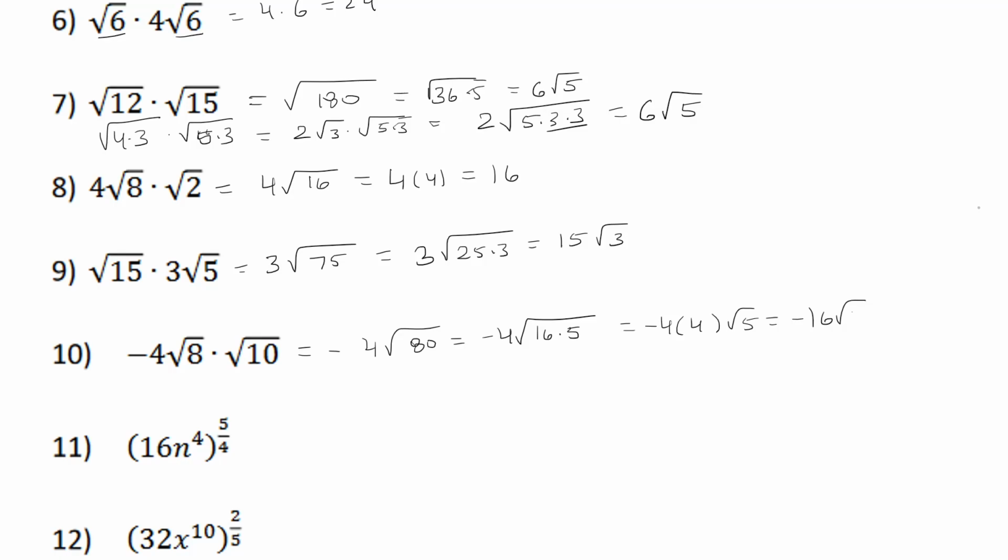For 11, we want to distribute the 5/4 to both the 16 and the n to the 4th. So we have 16 raised to the 5/4, n to the 4th raised to the 5/4. So the best thing to do here is to do the 4th root first. So the 4th root of 16 is 2, and when we raise it to the 5th power, that's going to give us 32. And the next one, we have n raised to the 4th to the 5/4. The 4s are going to cancel, and we're left with n to the 5th.